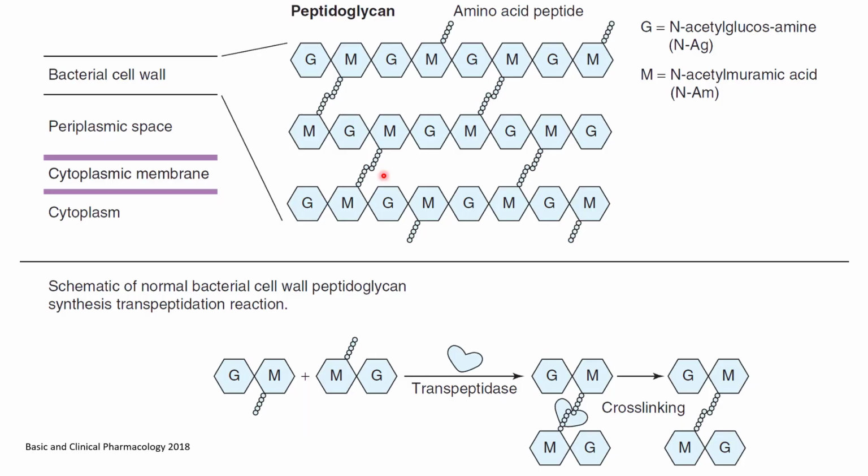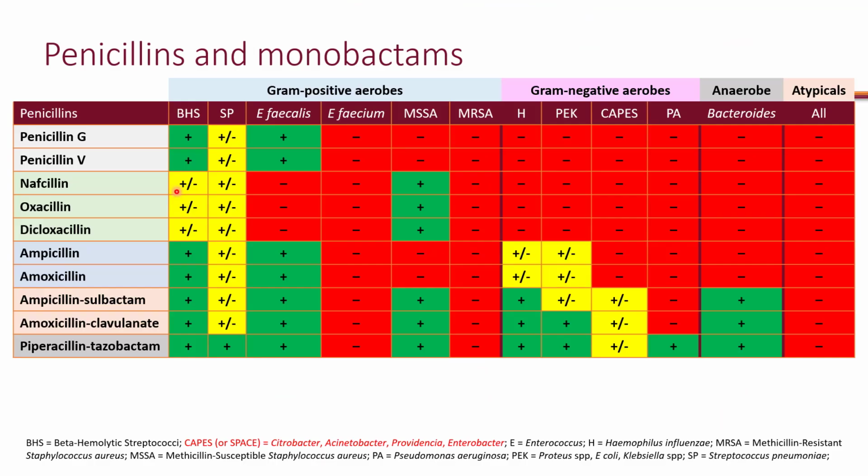Now, without going into too much detail, the synthesis of peptidoglycan involves several steps, and one crucial step is the cross-linking of components of peptidoglycan, and that cross-linking is done by transpeptidase enzymes, and that is the site of action of beta-lactams. Let's take a look at the spectrum of activity of penicillins and monobactams first.